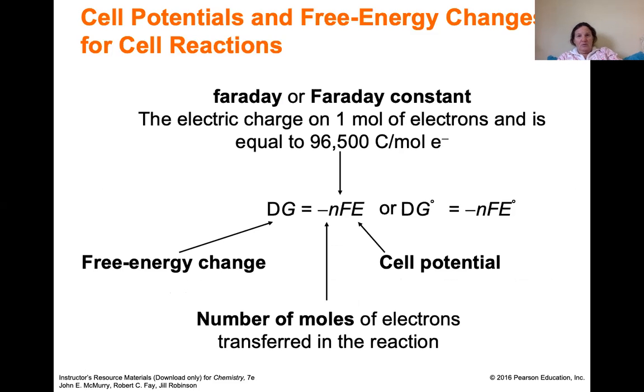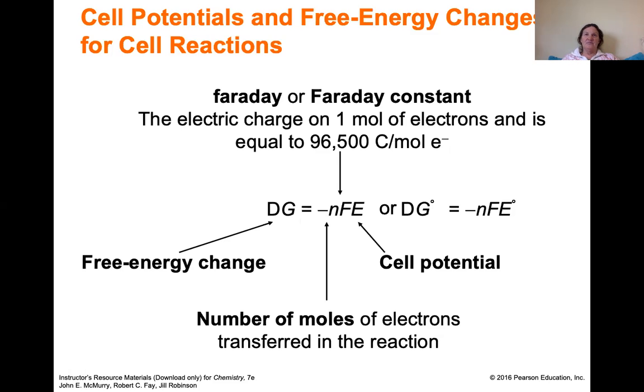We want to now think about how this relates to a free energy change, because we know a free energy change tells us the direction for a spontaneous reaction. And this slide has a typo in it. This D right here should be a delta, and this D right here should be a delta. So delta G is related to the cell potential, which makes a lot of sense.